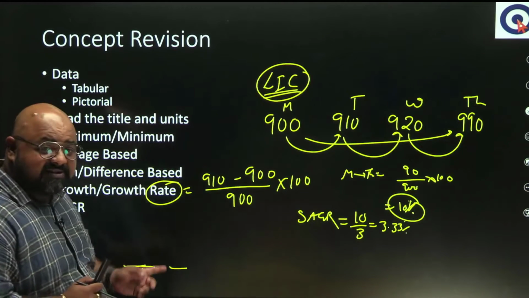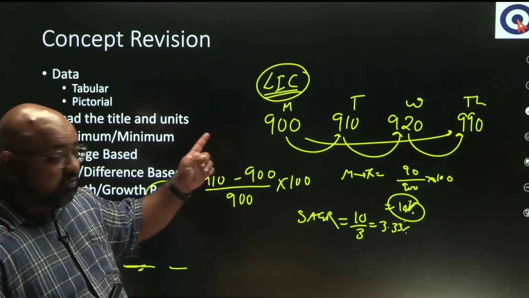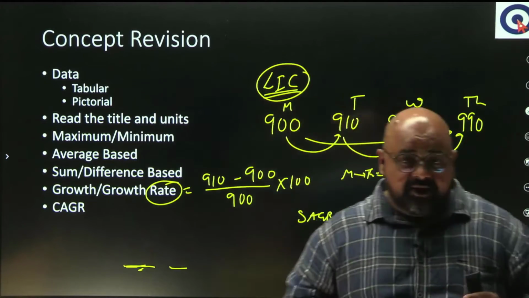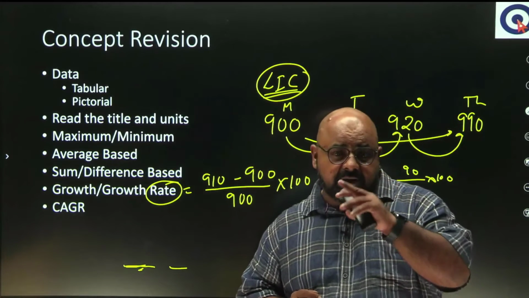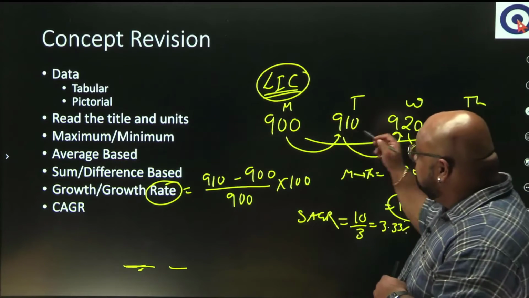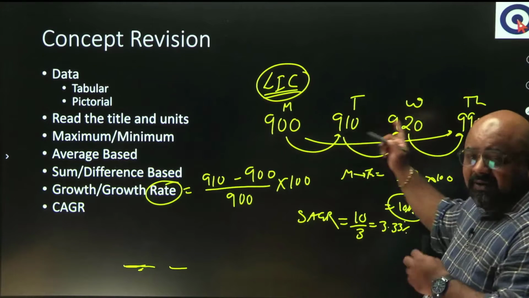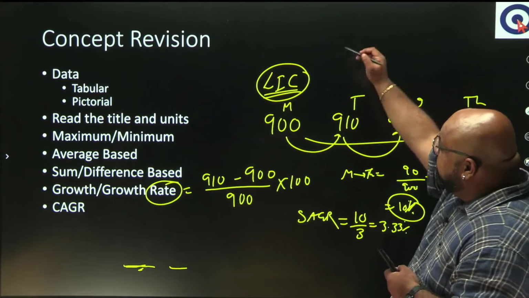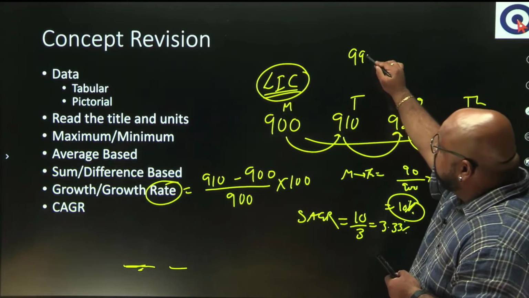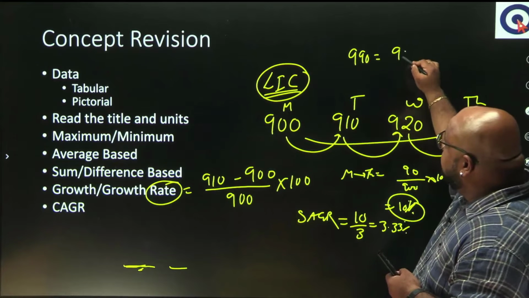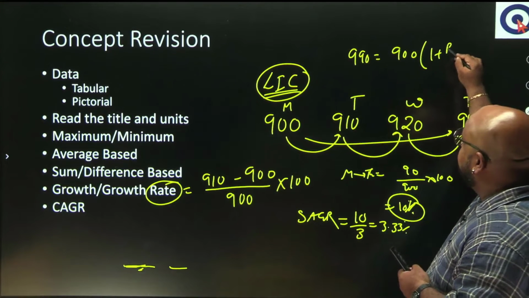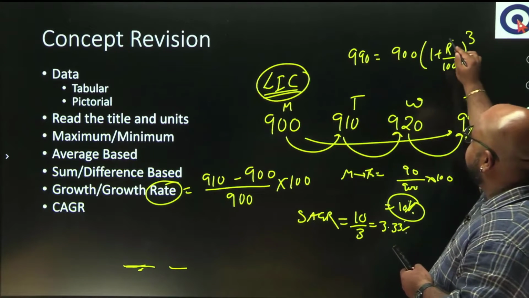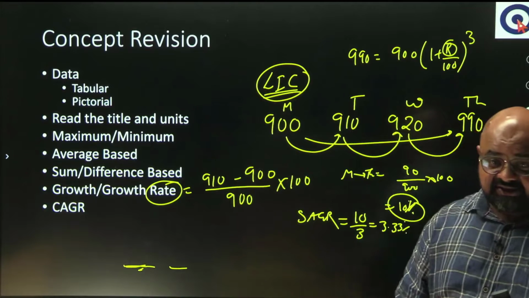CAGR therefore is the same as compound interest. If I want to calculate CAGR here, just go back to the formula of compound interest. Amount is equal to principal into 1 plus R upon 100 raised to power n. So here I will say the compound annual or compound average growth rate in this year, because we are talking of each day, would be final value amount is equal to initial value principal into 1 plus R upon 100 raised to power the number of time periods, which is 1, 2, 3. This value of R when calculated will give you the CAGR.